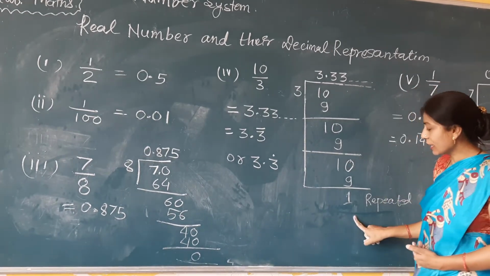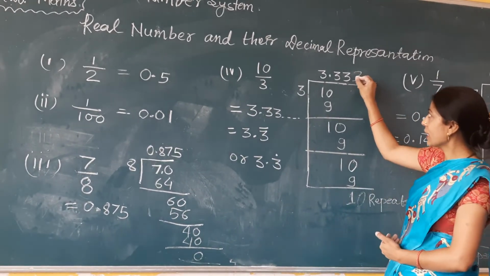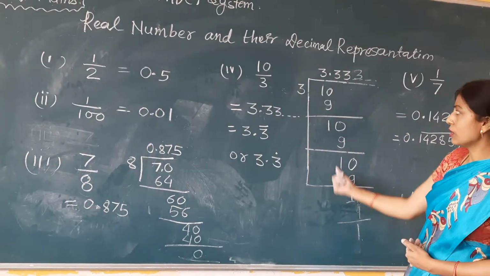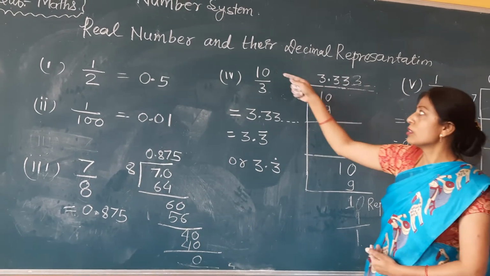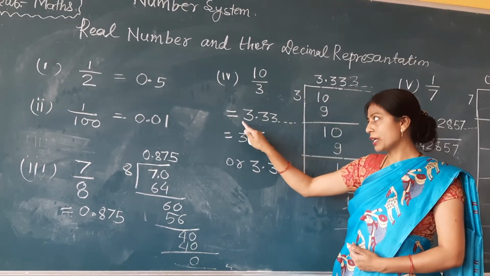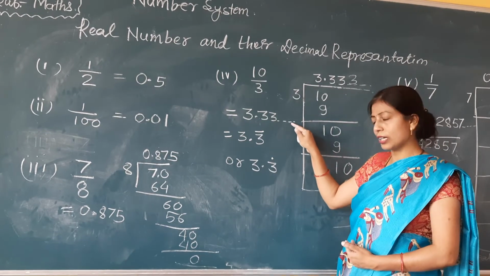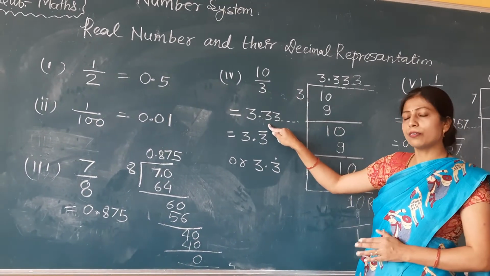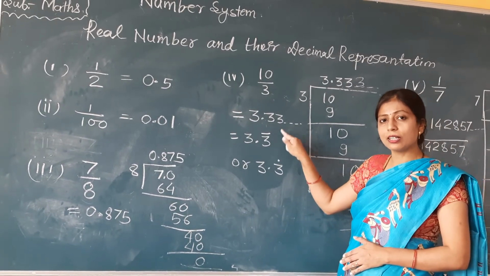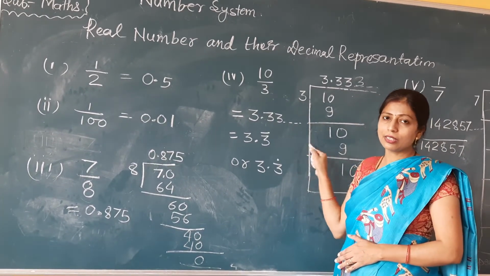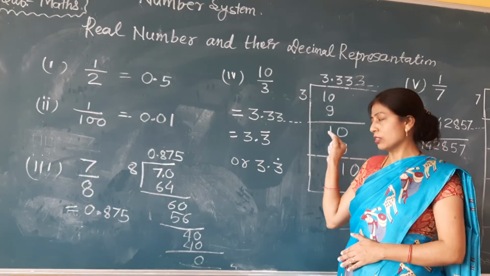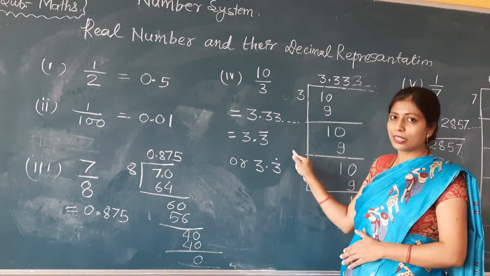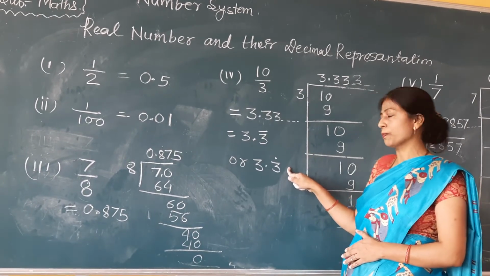Why repeating? Because this number 3 is repeated. When we divide again, we divide 3 times, then remainder 1 repeats again. So this number is repeated. So the decimal expansion of 10 upon 3 is 3.33..., means this number 3 is repeated. This kind of decimal expansion is called, sorry, non-terminating repeating decimal expansion.